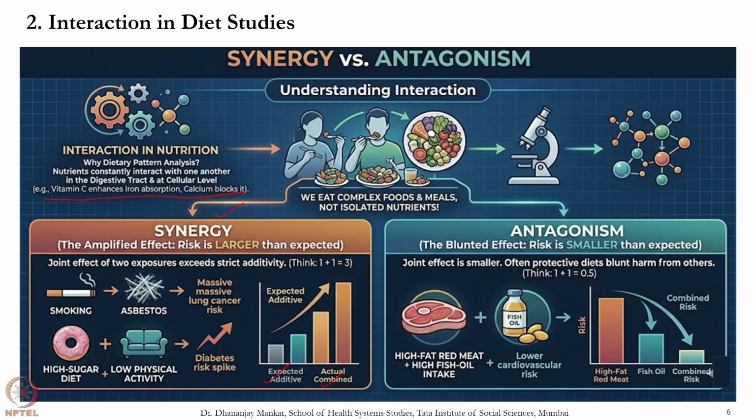How? High fat red meat plus high fish oil intake can be seen alongside lower cardiovascular risk, where fish oil is a protective diet against cardiovascular conditions. So you may find that the combined risk of high fat red meat and fish oil is lesser. So the blunted effect is that the risk is smaller than expected.